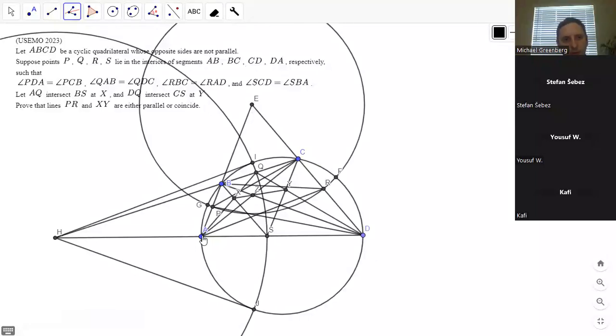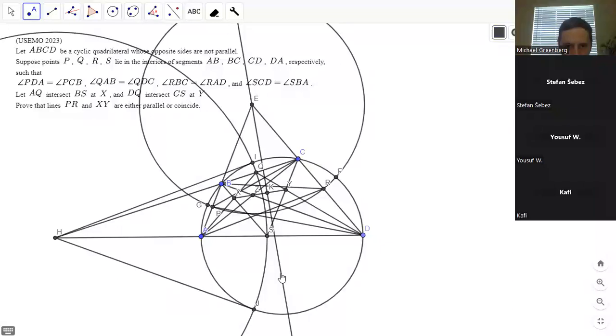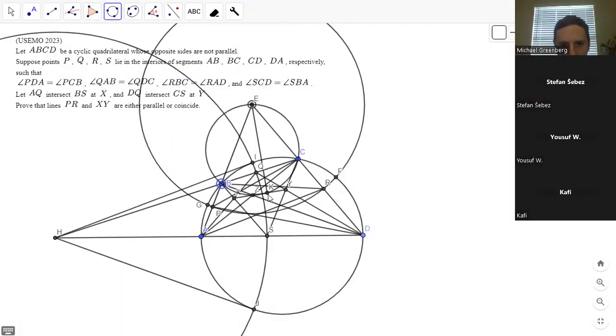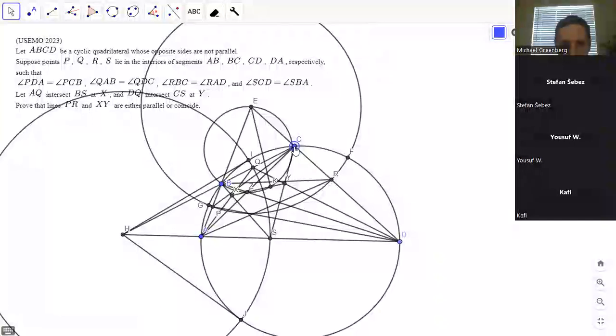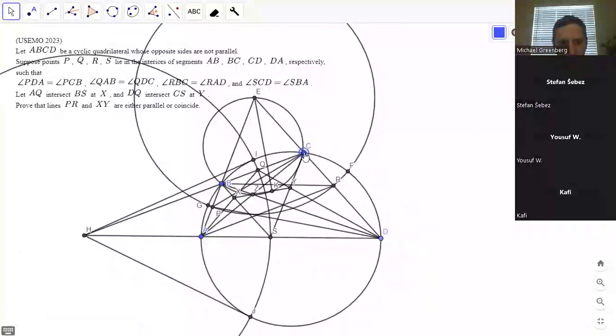I wonder if there's anything special about that point. This point right here, we can call it K. Are KB and KC, maybe EBKC is cyclic. Let's check that that's actually true. Yeah, it looks like EBZKC is cyclic. If we could show that, that would help.